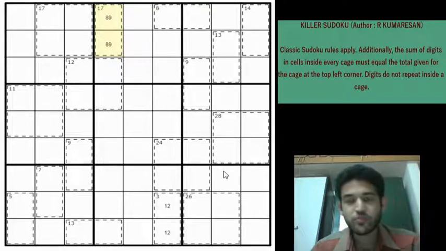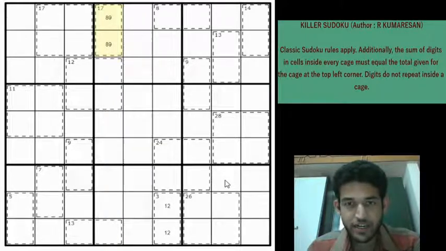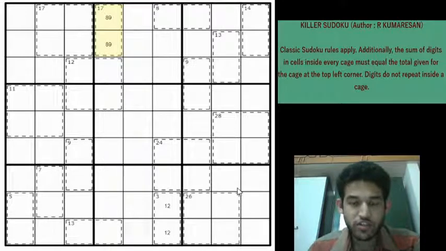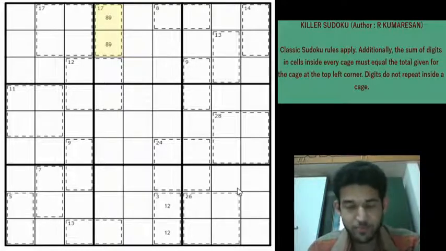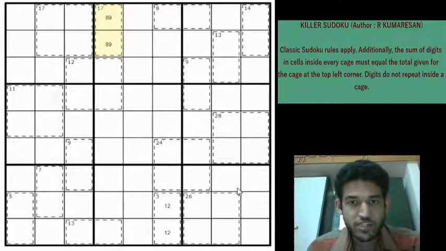Now in a killer Sudoku, harder killer Sudokus especially, it always helps if you remember what are the digits which come inside some of the cages. So for example, if you take a 5 cell killer cage and if you have a total of let's say 34, then for sure you need to know that the digits inside the 5 cell killer cage must be 4 plus 6 plus 7 plus 8 plus 9. And similarly, when you have a 4 cell killer cage, for example, let's say 11, you must know that the 4 digits that come inside that 11 cage are only 1, 2, 3, 5.